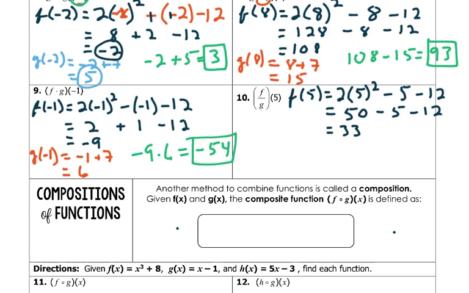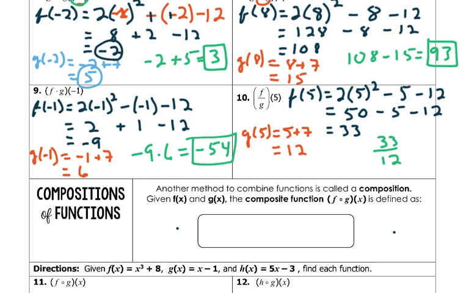Now we just need to do that with g. All right, g of 5 equals 5 plus 7. All right, 5 plus 7 equals 12. All right, so we need to divide them. Okay, we need to divide them. f of 5 equals 33, so that's at the top. So 33 over 12. Now the question is, can this be simplified?